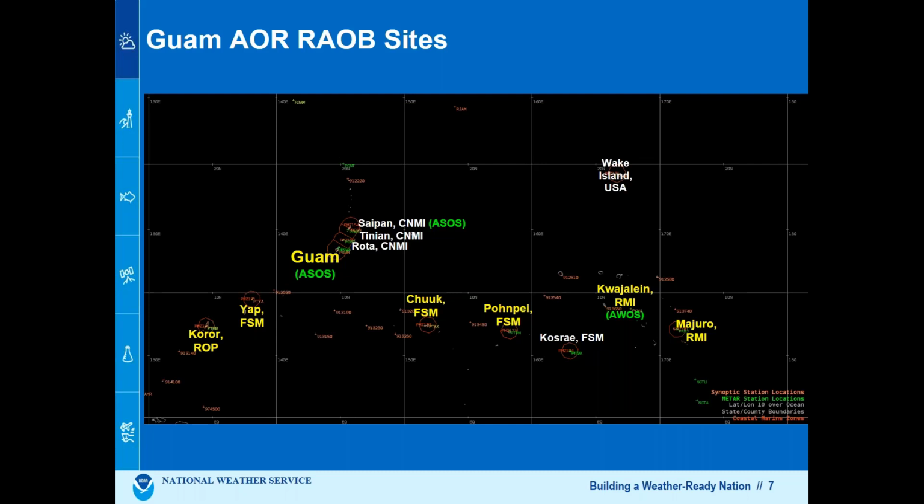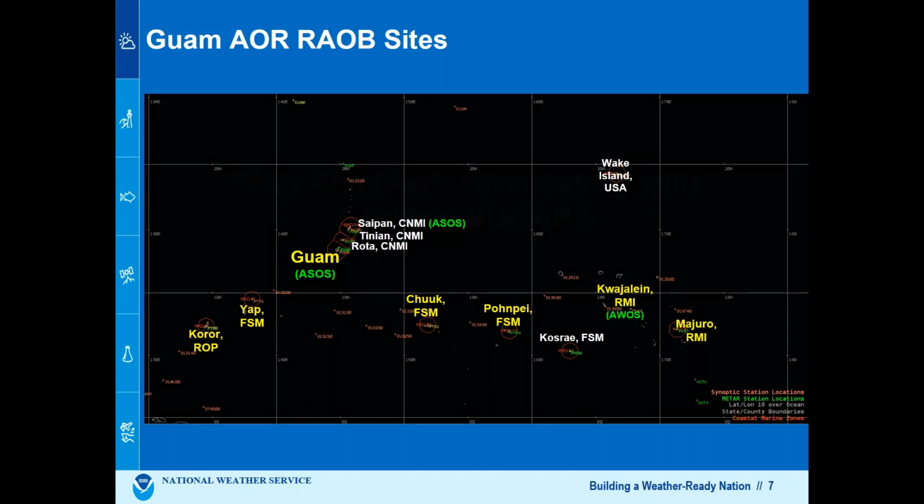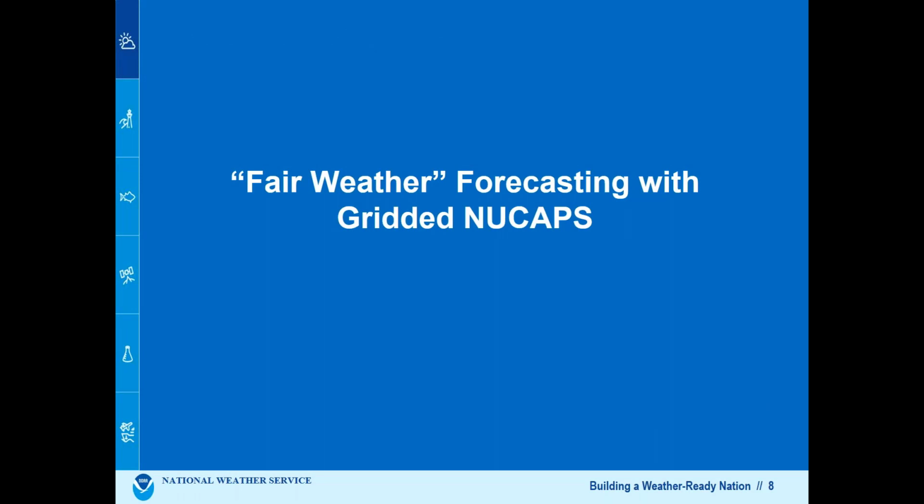So keeping this in mind, the NUCAPS profiles that are offered through 2 to 3 passes every 12 hours is a significant boost to our data assessment and really educating ourselves on the condition of the atmosphere for our operational needs. So with that said, I'm going to hand over to Nick Slaughter, one of our forecasters, to talk about some operations, at least concerning fair weather and with gridded NUCAPS.